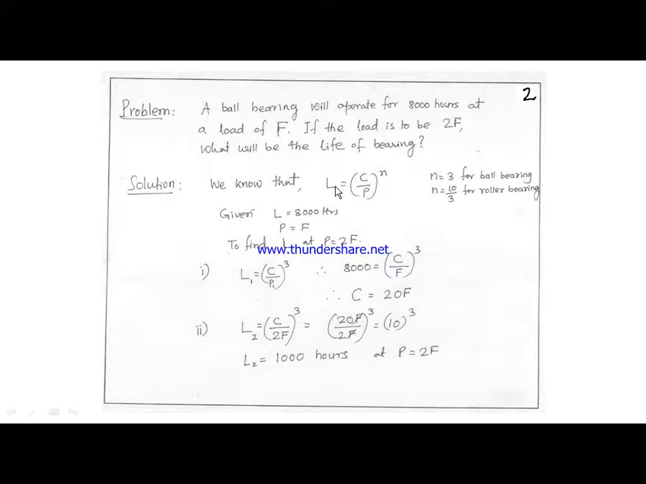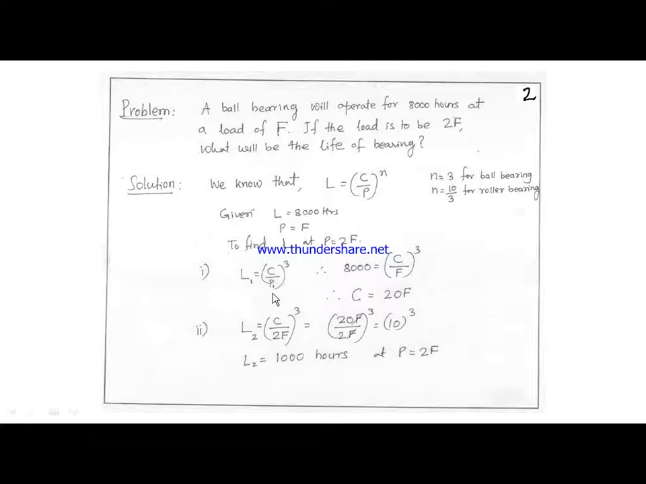Now we know that L equal to (C by P) raised to N. It is a general equation where N equal to 3 for ball bearing and N equal to 10 by 3 for roller bearing. So here it is given as a ball bearing, hence N equal to 3. So the life of the bearing in hours is given as 8000 hours, and let the equivalent load be equal to F here, just notation. Now to find L at P equal to 2F, what is the life of the bearing when the load is 2F?